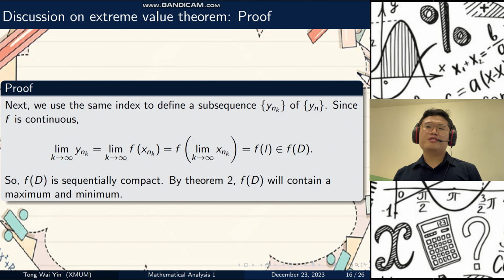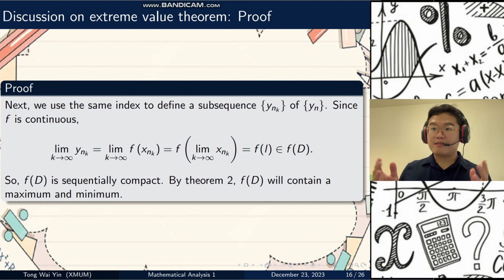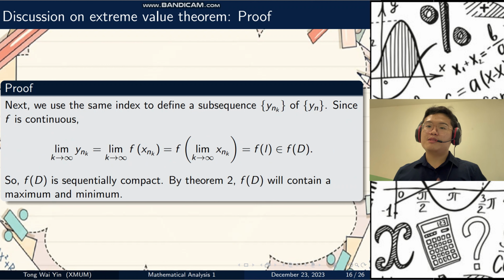Thus, we have shown that the subsequence Y_{n_k} of the sequence Y_n converges to a point in the range of f. This implies the range of f is sequentially compact. So, by Theorem 2, the range of f will contain a maximum and a minimum. Therefore, our proof of EVT is complete.